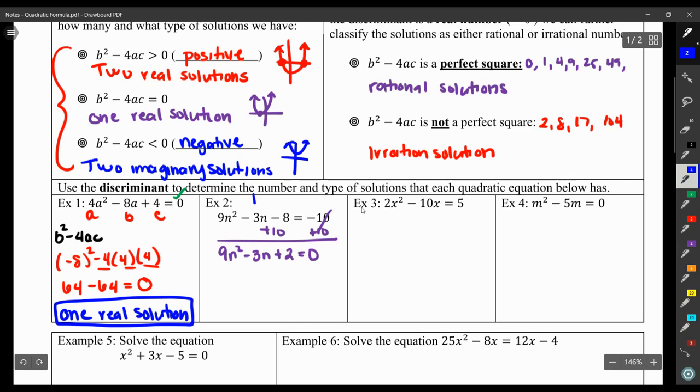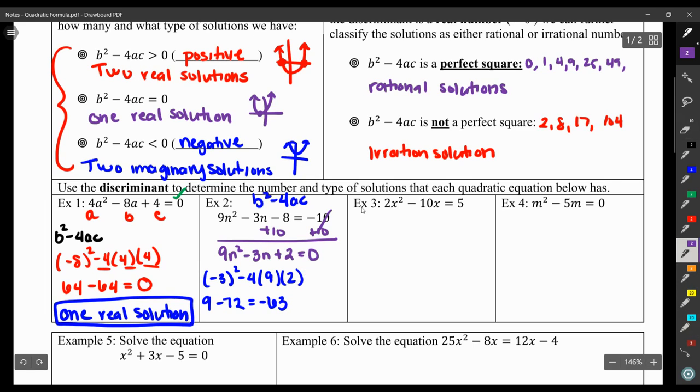So now we're ready to do the discriminant, which is b squared minus 4ac. So b is negative 3 squared minus 4 times a, which is 9, times c, which is 2. We're going to see what number this is. So negative 3 squared makes 9. Negative 4 times 9 times 2 is a negative 72. And if I subtract those, I get negative 63 as a discriminant.